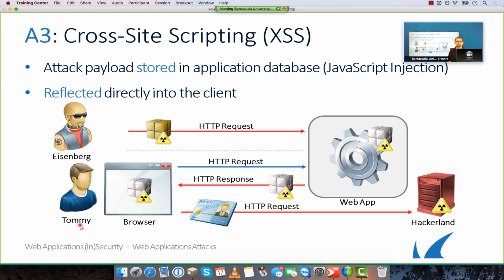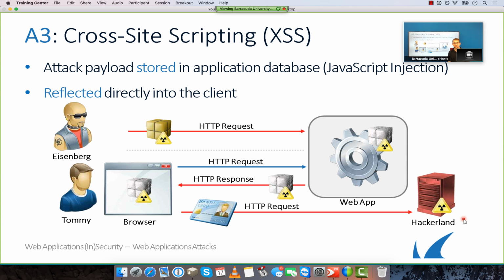When Tommy wants to retrieve this information, maybe he wants to buy the same item that Heisenberg bought, and he's reading the feedback from the other users. In the feedback form, he will actually download the code that Heisenberg has injected in the web application. So the browser, when it's parsing the code, will say, oh, look at that, that's a script, let's execute it. And what the script will do is get, for example, the session cookie from Tommy's browser, and send this session cookie to an external server, like HackerLand.